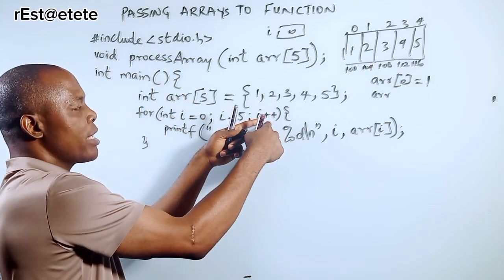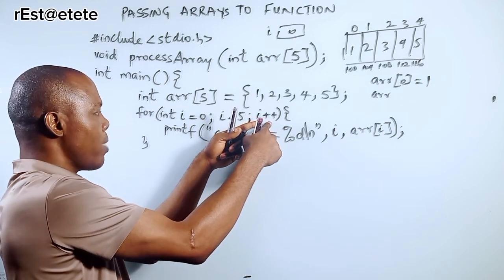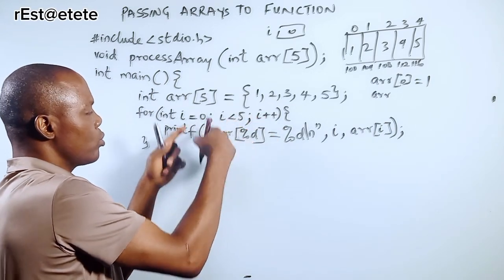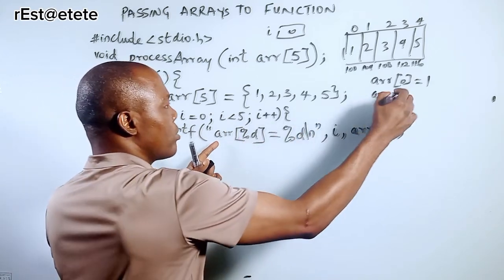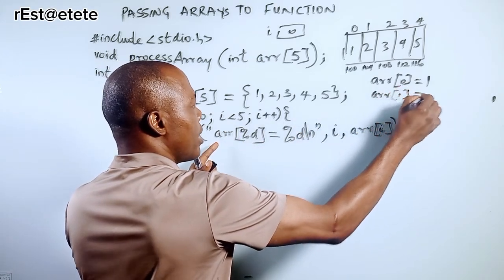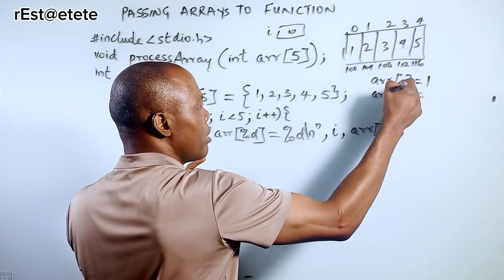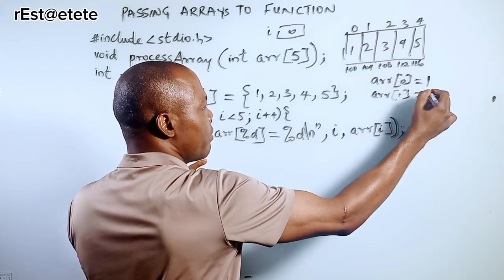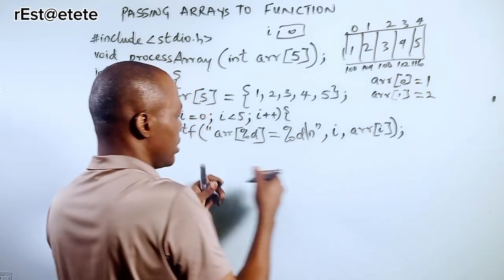Then it will increment I to what? To 1. 1 less than 5, that is true. It will come in, and it will print this out. So this will be 1. And then whatever is in this one, which is this index, whatever is there will be printed out as 2.